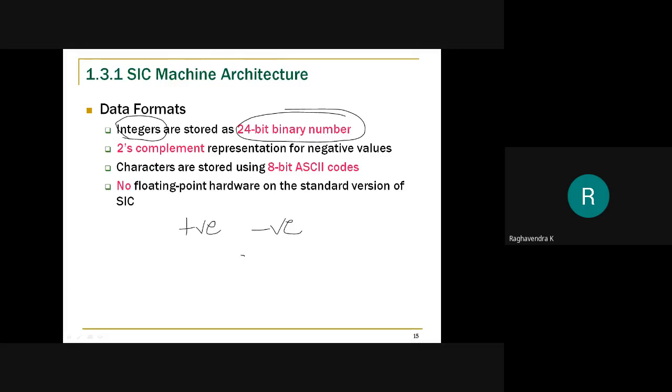For example, if I want to store the integer 8 on my SIC machine, then what's the equivalent of 8? I believe it is 1000, right? How many bits are there here? Only 4 bits. But what is the size of an integer? 24 bits. So all the preceding binary values are going to be zeros. This will go on until the 24 bits. This is how a positive number is stored.